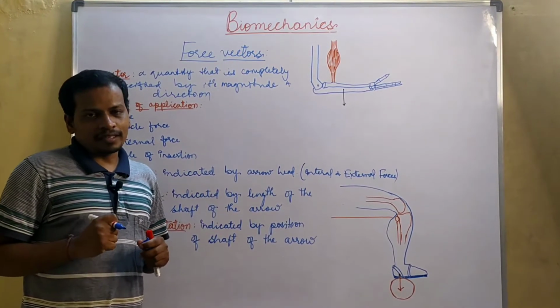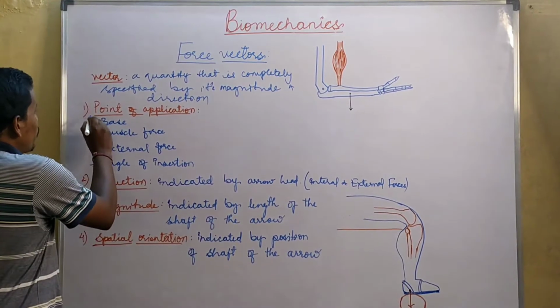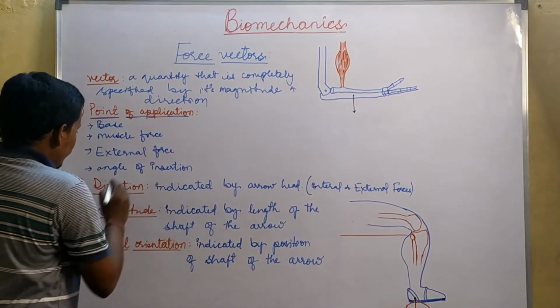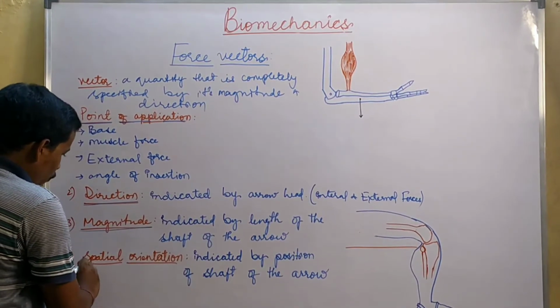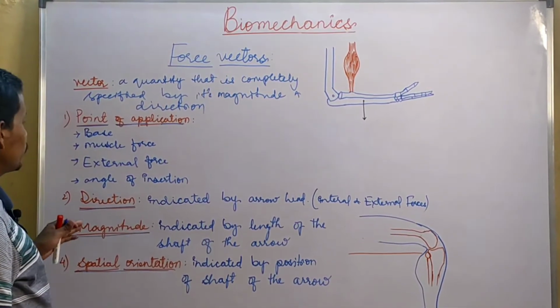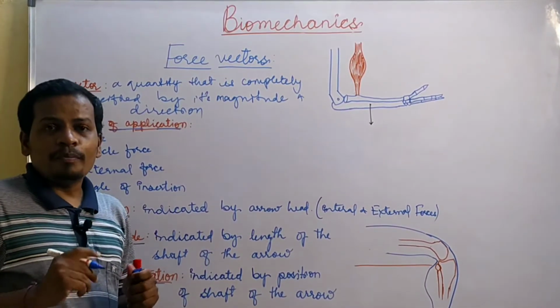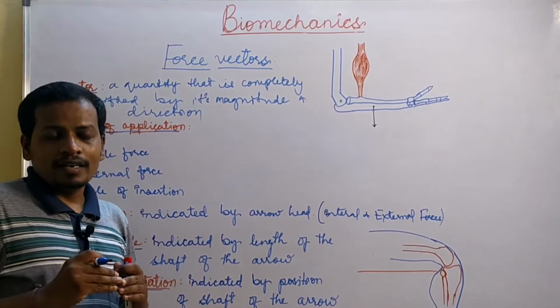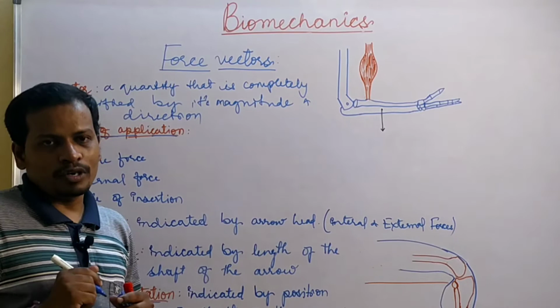the four important factors. What are these four important factors? The first one is the point of application. The second is the direction, the third is the magnitude, and the fourth is the spatial orientation. Now let us see the point of application. The point of application of a vector is where the base of a force vector contacts the body segment.